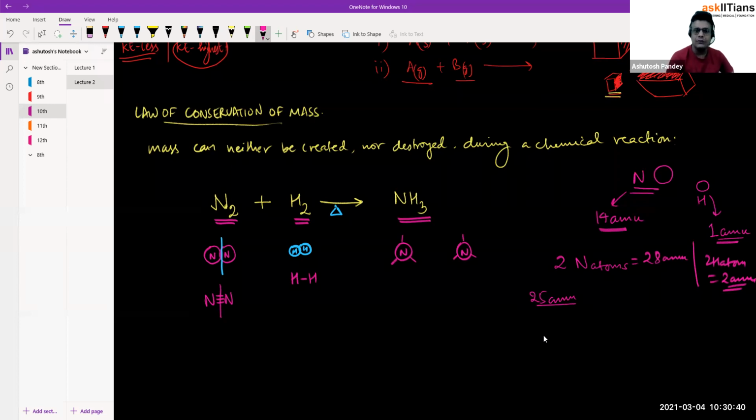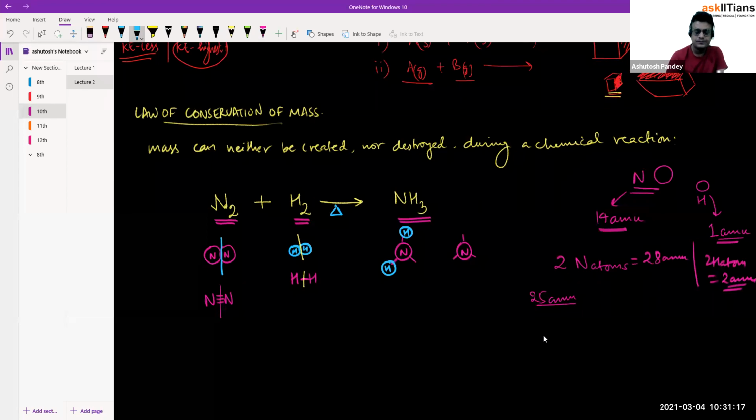Now hydrogen is monovalent. See, hydrogen has only one bond, while nitrogen is trivalent, so nitrogen can form 3 bonds. So we are going to break this bond, and when this bond breaks, two H atoms are going to form. One H atom here and one H atom like this. But still we have incomplete valencies of nitrogens here, you can see.